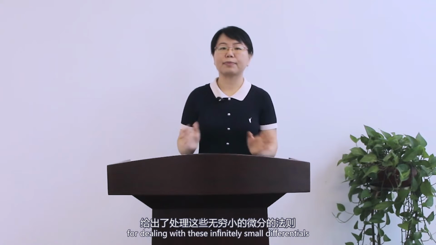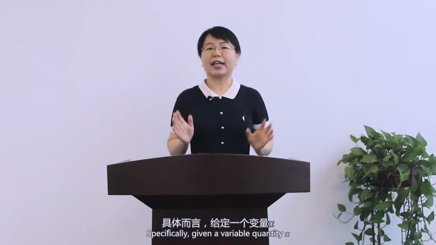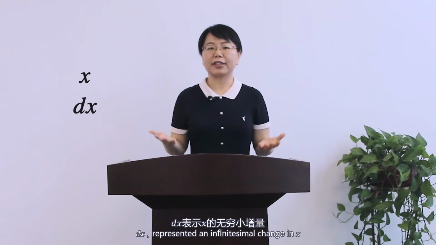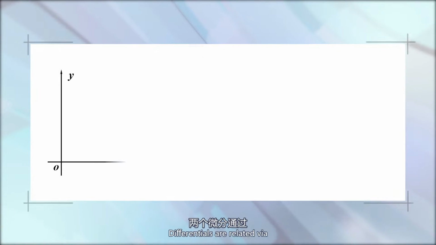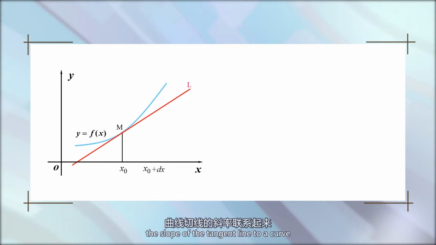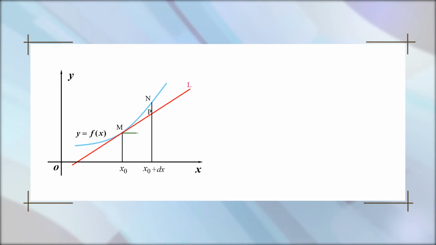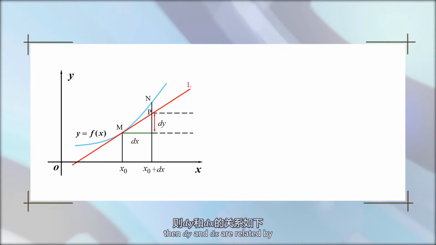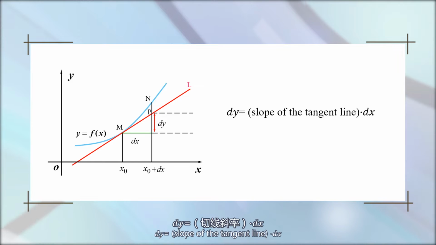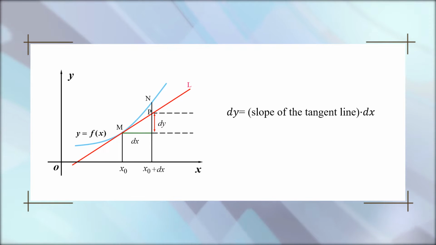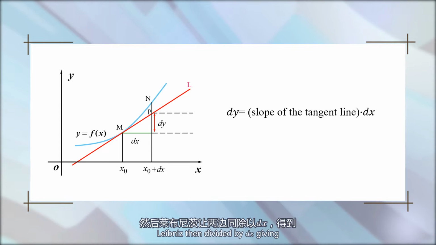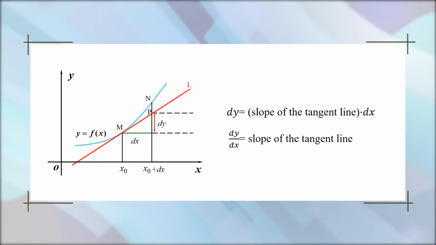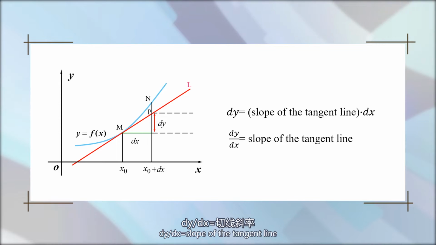In his paper, Leibniz gave rules for dealing with these infinitely small differentials. Specifically, given a variable quantity x, dx represented an infinitesimal change in x. Differentials are related to the slope of the tangent line to a curve. That is, if y is f of x, then dy and dx are related by dy equals slope of the tangent line times dx. Leibniz then divided by dx, giving this: dy over dx equals slope of the tangent line.